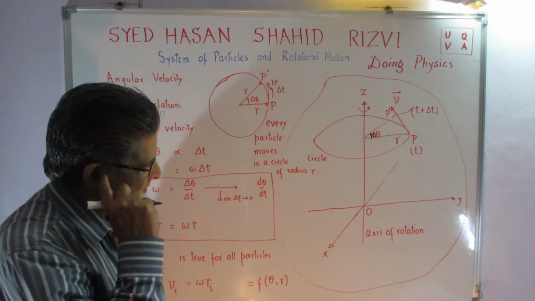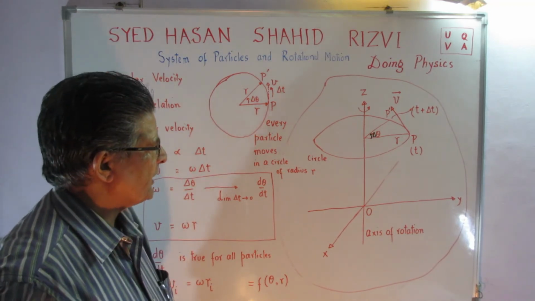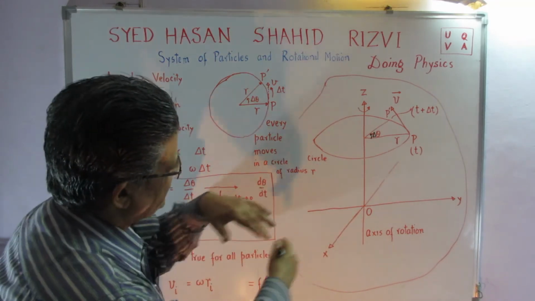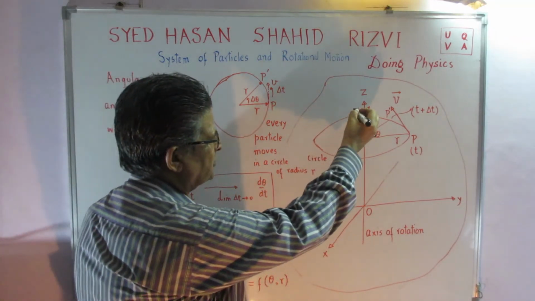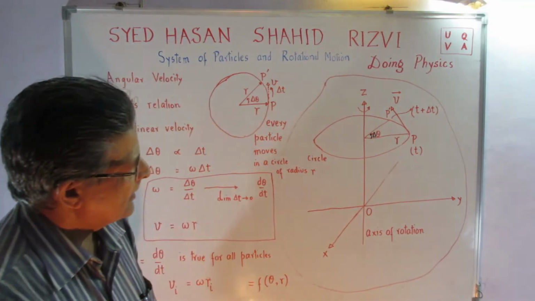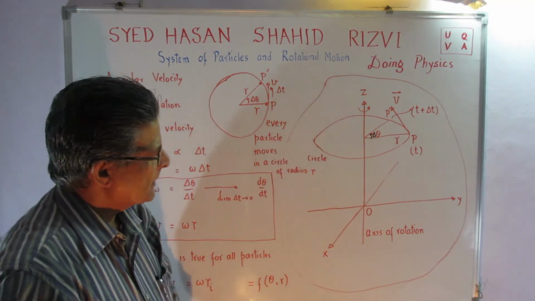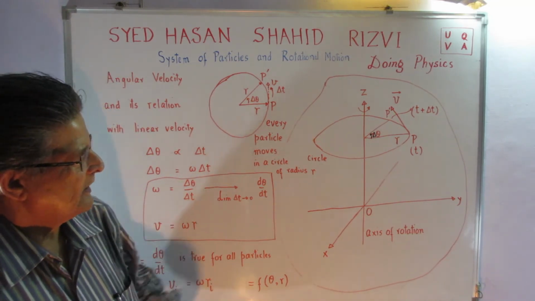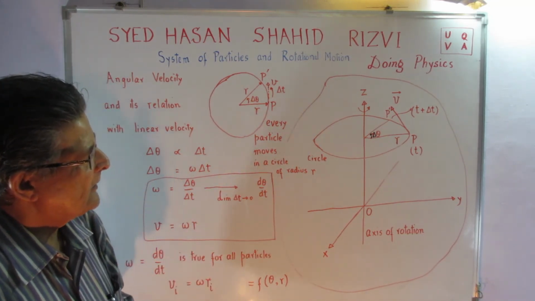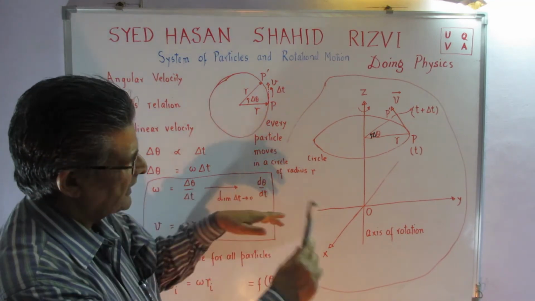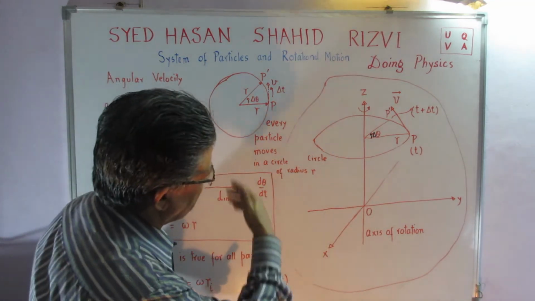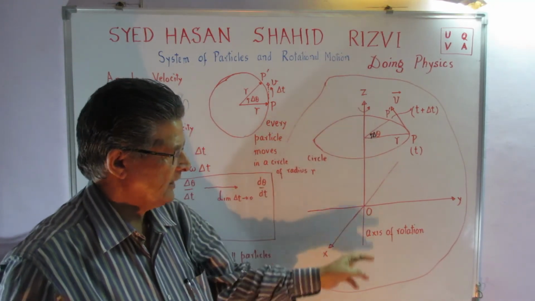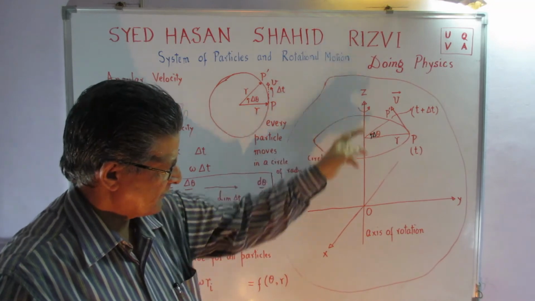Now what happens is that we choose the axis of rotation as the z-axis, and then it moves around, as has been shown by this circular indication over here. It will move like this about the z-axis. This is a fixed axis.